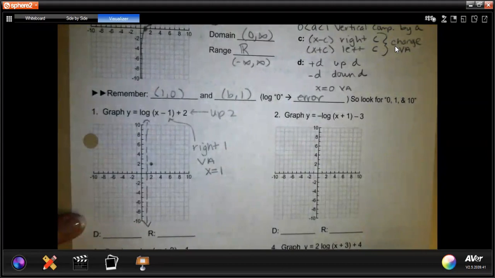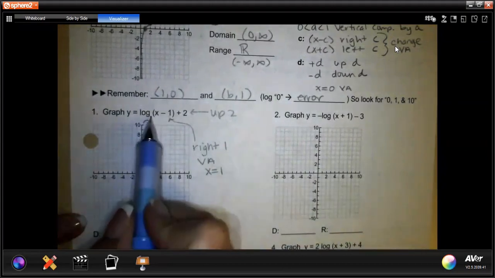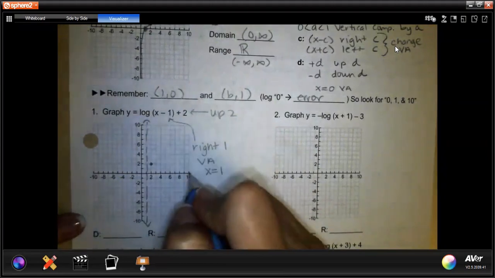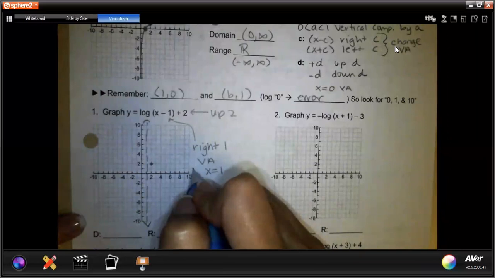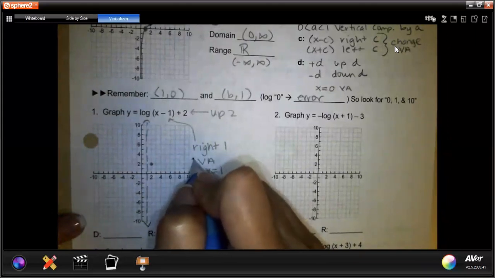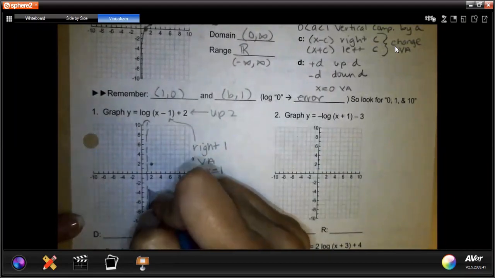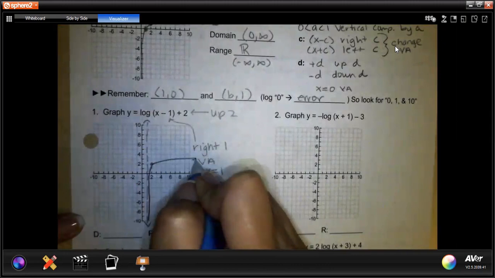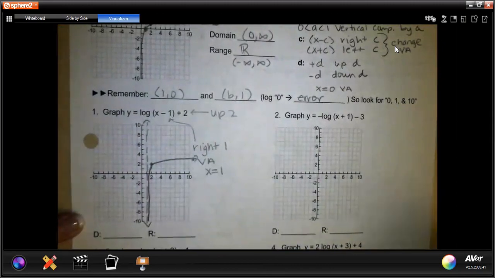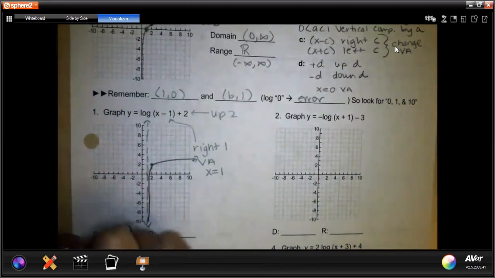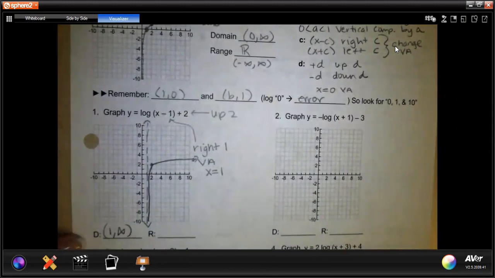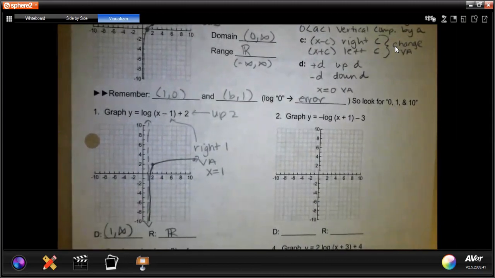And then I'm going to move the next point over, which in this case would be 10, 1. Since our base is 10, there's no number written here, so that's going to be 10, 1. I'm going to move that to the right 1, and that's off my graph, and up 2, and there's my next point. And so there's my log. Its domain in this case would be from 1 to infinity, since it's starting at that vertical asymptote moving to the right. And then our range for all logs is all real numbers. That's the switch from exponentials.